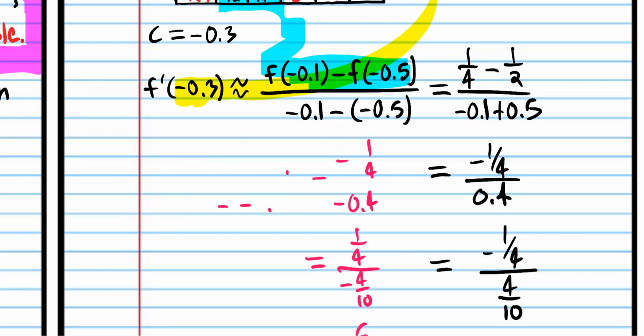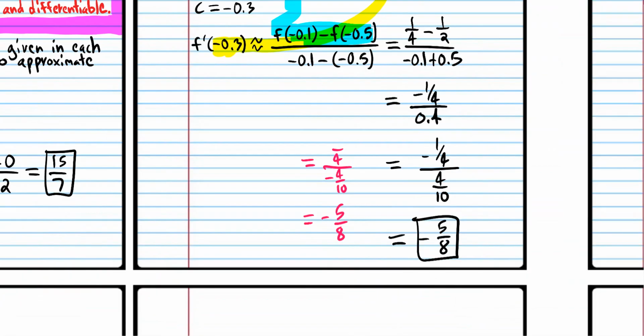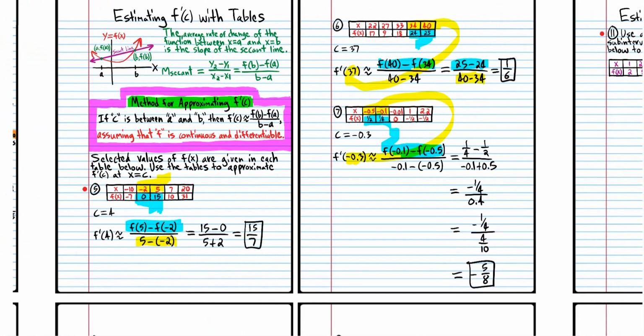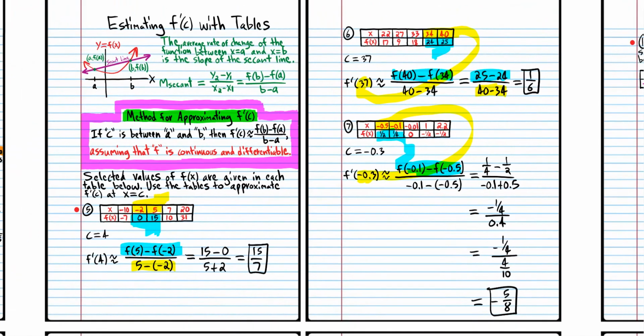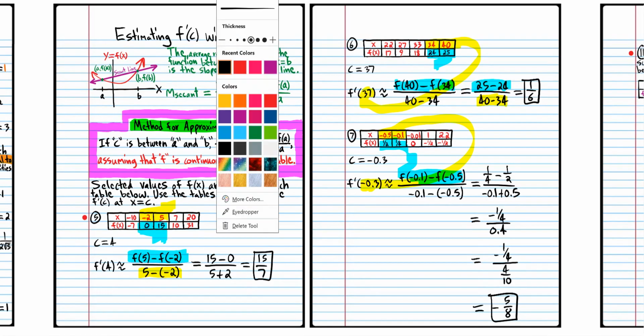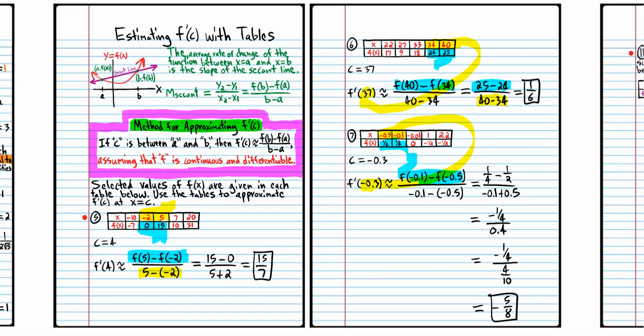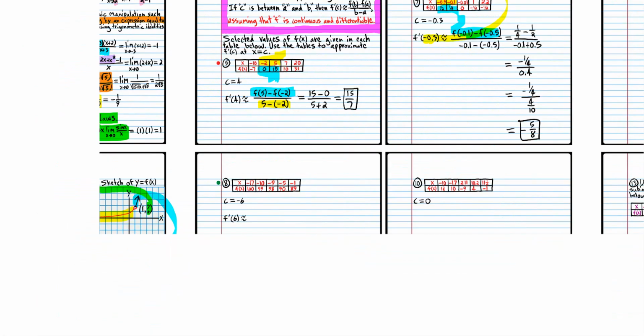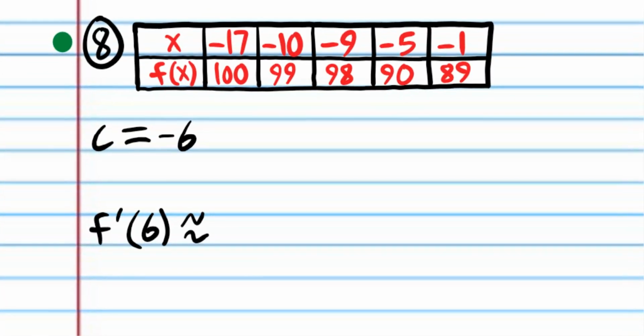Okay, so now it's time for you to try. As you can see, again, this is really not difficult. We're given a limited amount of information, selected values in a table, and we have to use that information to approximate the instantaneous rate of change of the function at a value that's between two of the x values that are selected in the table. So get a picture of all this information, and I want you to try number 8.